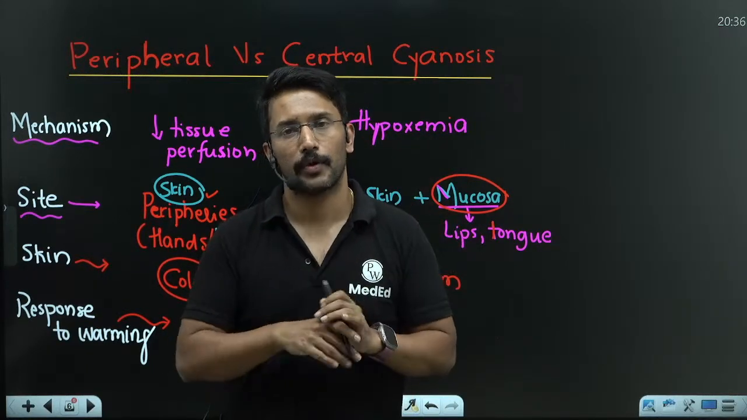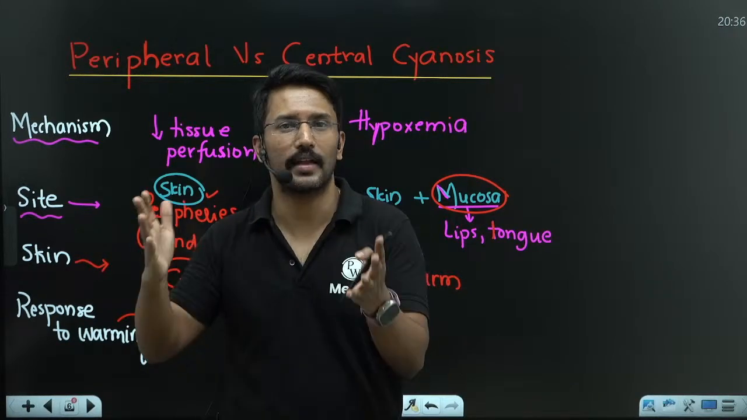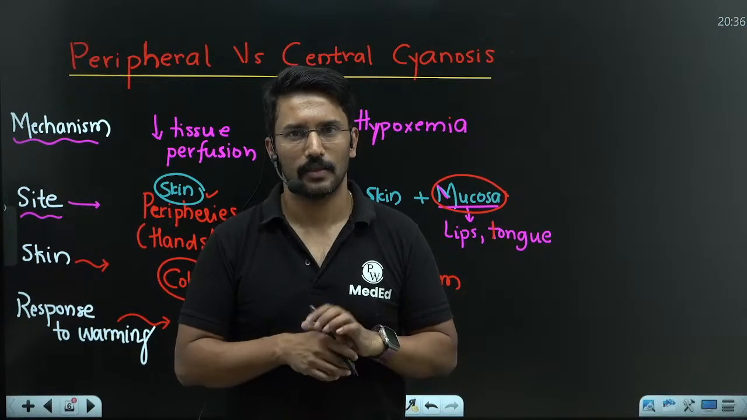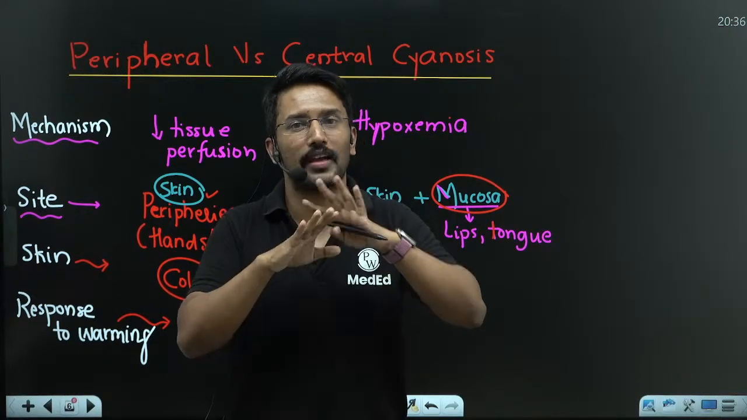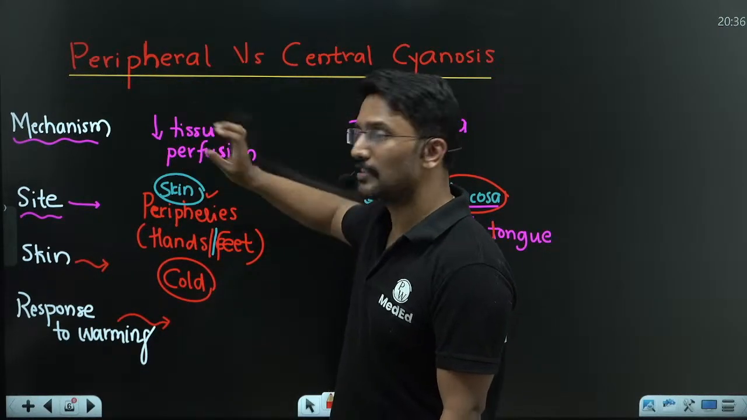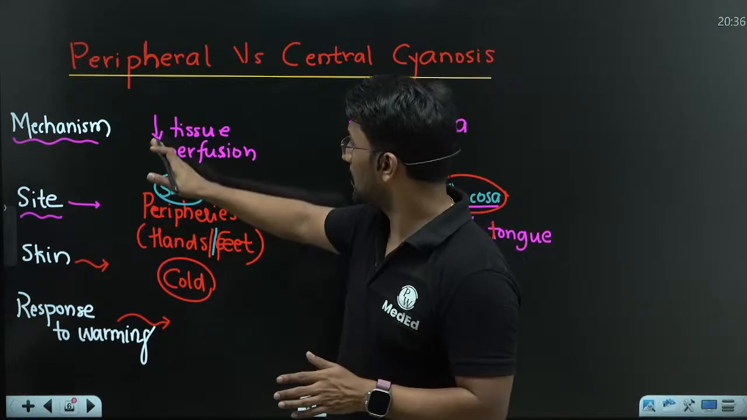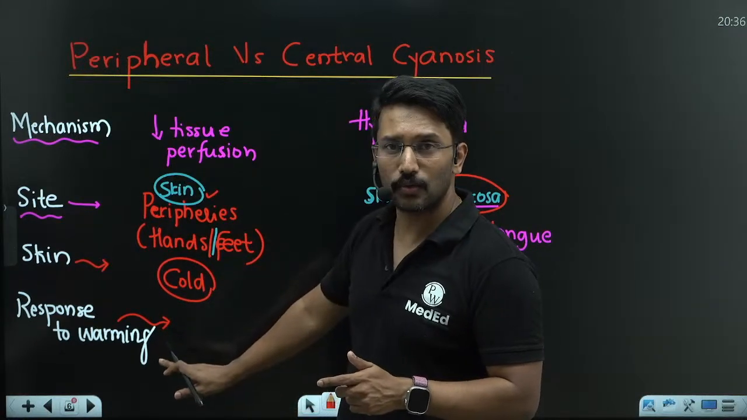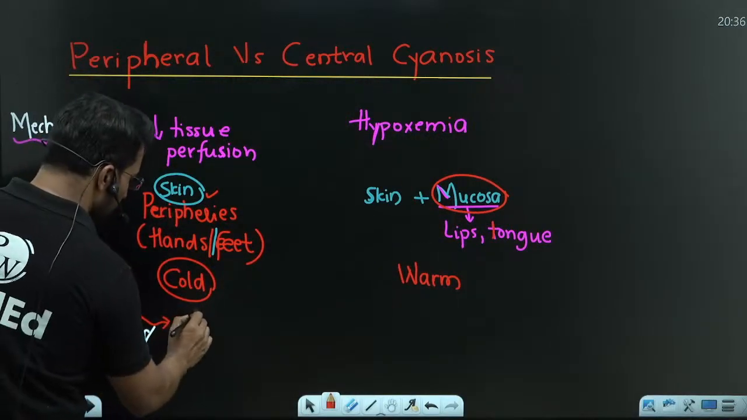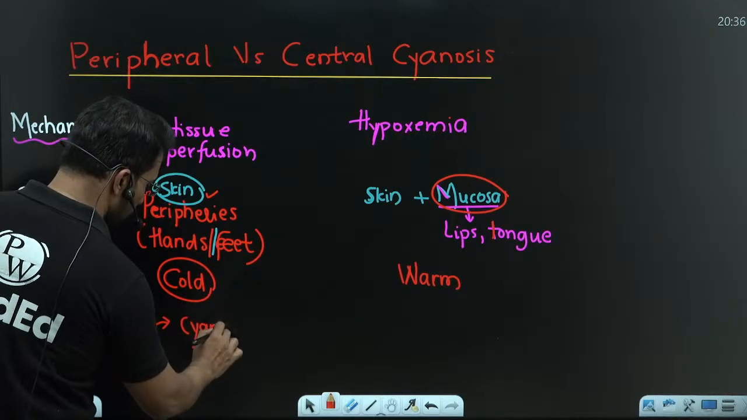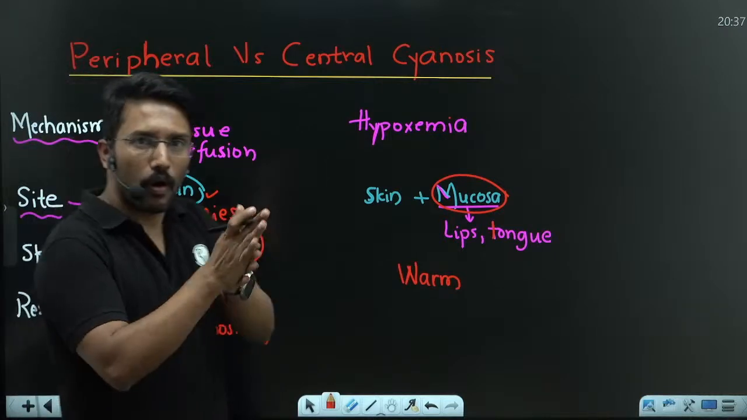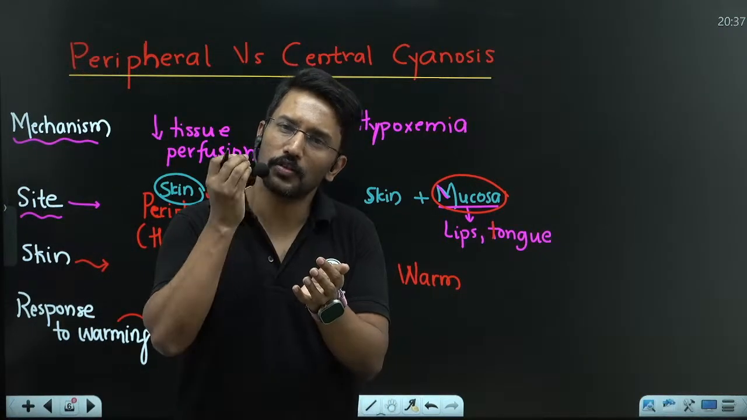Why is this happening? Because on exposure to heat, we develop vasodilatation. And on exposure to cold, we develop vasoconstriction, right? So once I warm, I am creating vasodilatation. If the sole reason for the cyanosis is decreased tissue perfusion, by causing vasodilatation I am increasing the tissue perfusion, and then what should happen to cyanosis? It should improve, right? So in peripheral cyanosis, on warming, cyanosis improves or decreases.